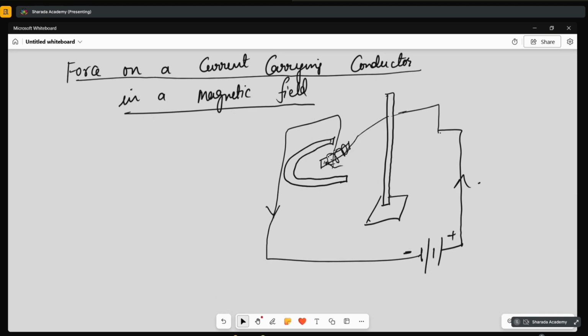Again, I repeat, the horseshoe magnet will produce a magnetic field. Any current carrying conductor will also produce a magnetic field around it. So there are two magnetic fields here. If both are facing the same direction, that is both north pole, it will repel. If it is one north pole and one south pole, it will attract. So either there will be some attractive force or the repulsive force, and because of that, the conductor will experience some force.